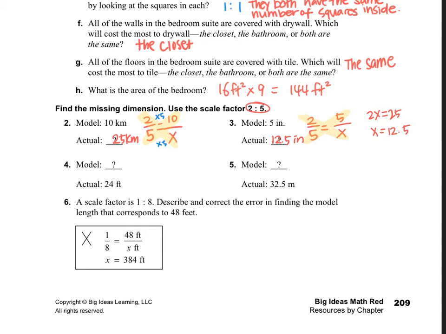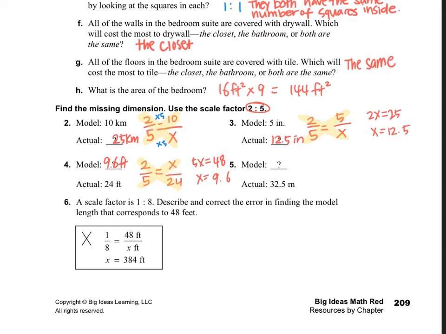Next one, we're missing the model part instead of the actual part. So I don't know what it is, but my scale factor is 2 over 5. My model is going to be the x, and then my actual number is going to be 24 feet. Again, you can go ahead and do cross multiplication, and you're going to have 5x equals 2 times 24, which is 48. So again, you're going to have a number that is a decimal answer. And if you solve that, it's going to be 9.6 feet.